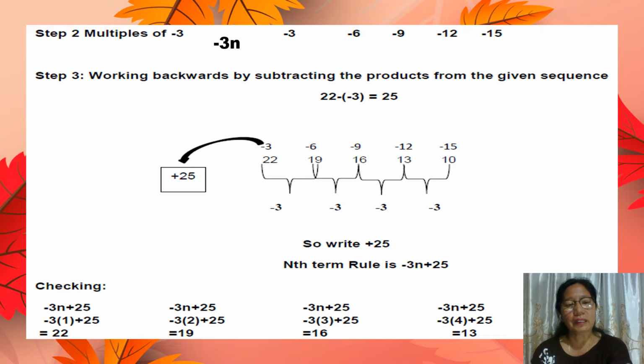If n is 2, negative 3 times 2 is negative 6. Negative 6 plus 25 is equal to 19. If n is 3, negative 3 times 3, that is negative 9, plus 25, it is equal to 16. If n is 4, negative 3 times 4, that is negative 12, plus 25, the result is 13. So the sequence is 22, 19, 16, and 13.